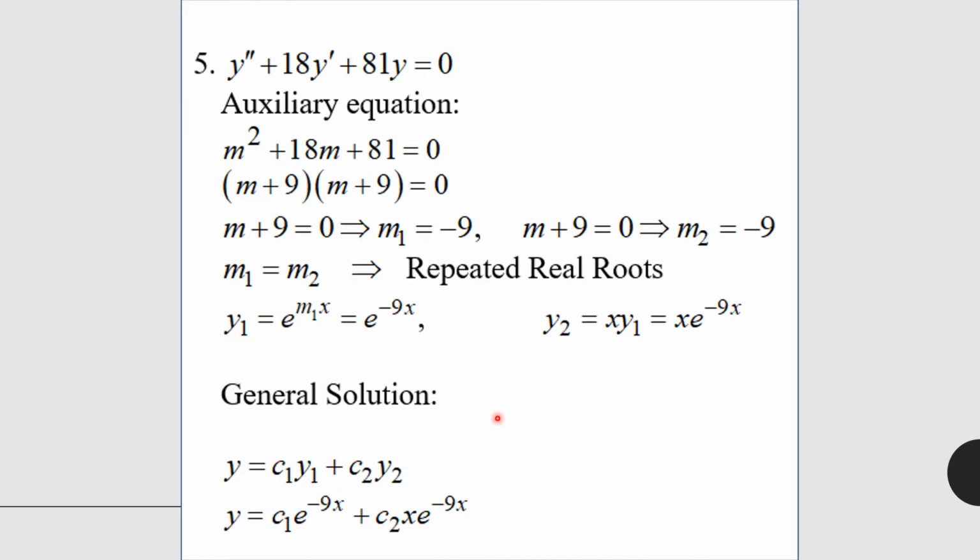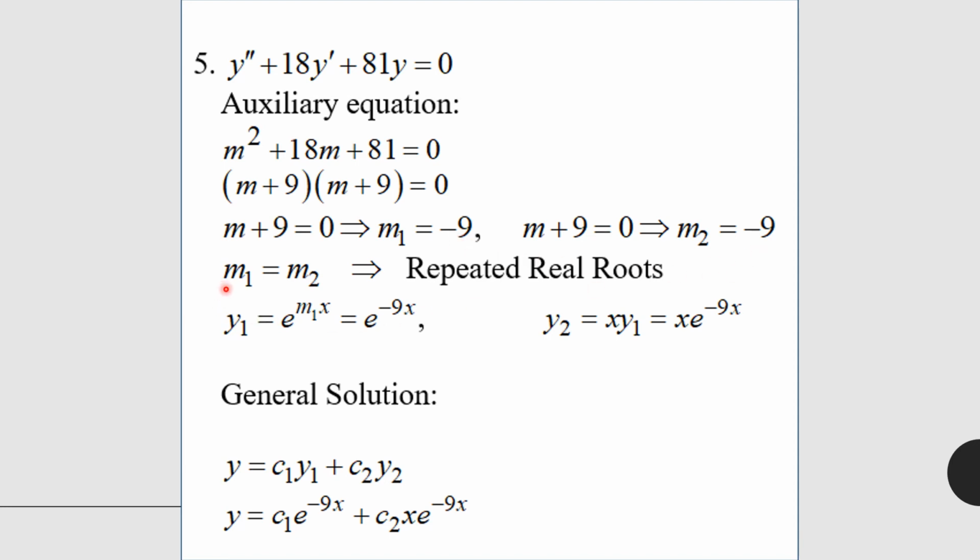Another example, y double prime plus 18y prime plus 81y equal to 0. The auxiliary equation, m squared plus 18m plus 81 equals 0. When we solve this equation, we get the product of two factors, m plus 9 equals 0. So the first factor is m plus 9 equal to 0. And then we have another factor which is the same as the first factor, m plus 9 is equal to 0. In other words, we are getting two roots which are both equal to negative 9.